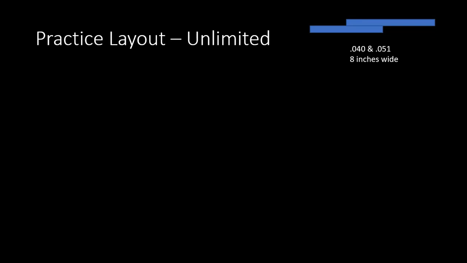So here's a practice of unlimited. First I have to figure out my rivet diameter. Remember that's going to be 3 times my thickest sheet. So my thickest sheet is 0.051. And I end up with 0.153.